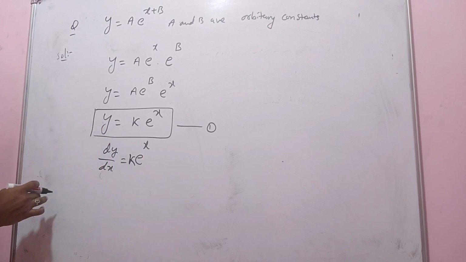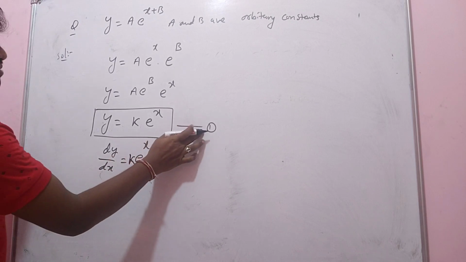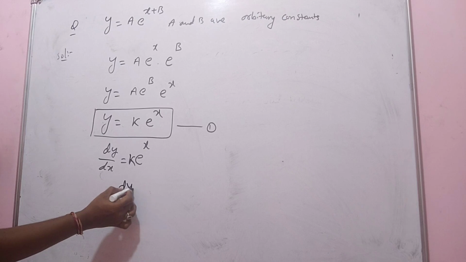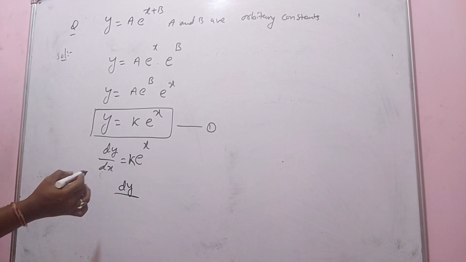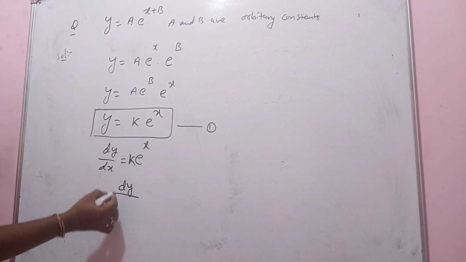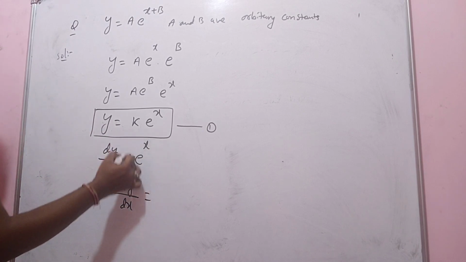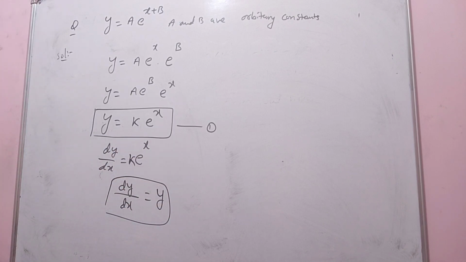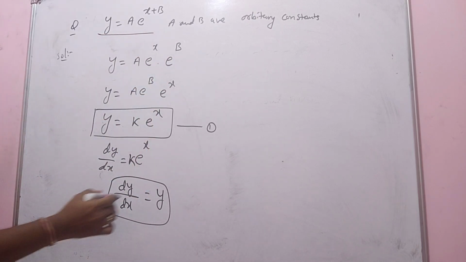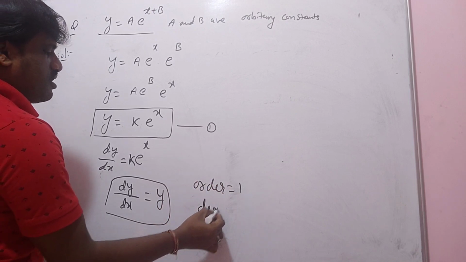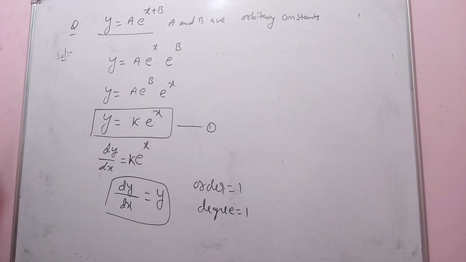So dy by dx is equal to k into e power x. Looking at the first equation, the value of k into e power x is y. My target is to remove the arbitrary constant k, so I replace the whole thing with y. So dy by dx is equal to y. This is the required answer for this question. The order of the differential equation is 1 and the degree is 1. This is the way to deal with the problem.